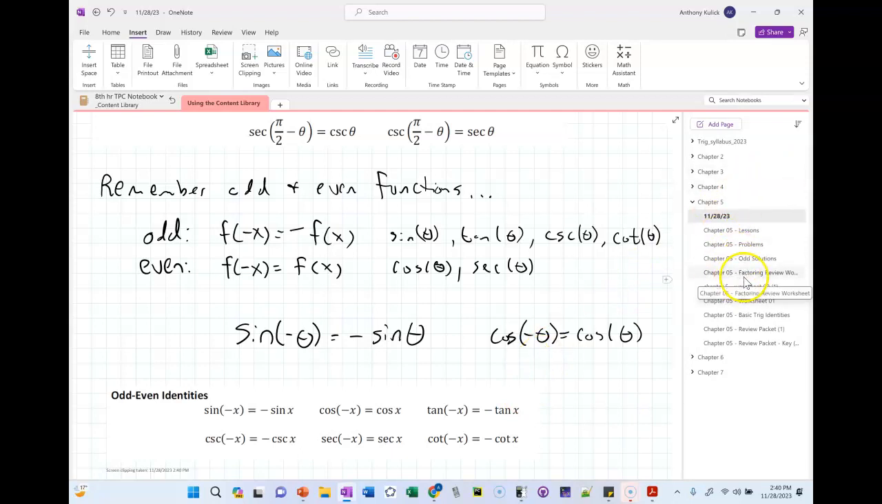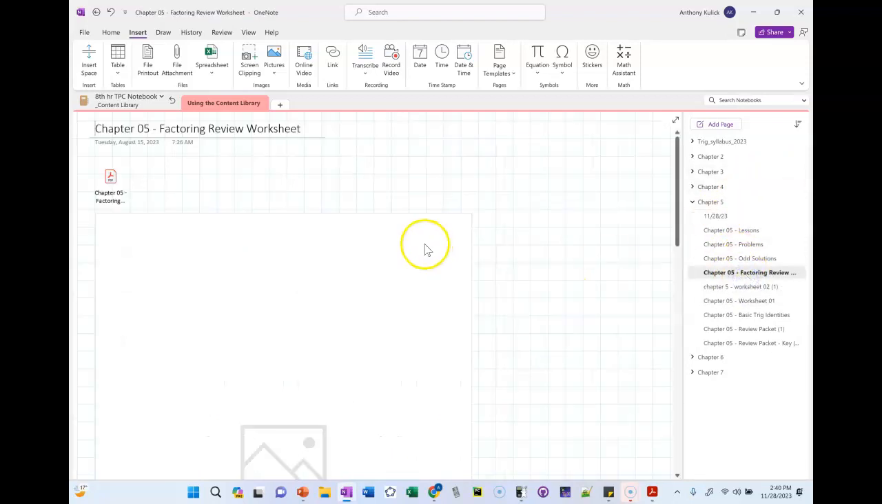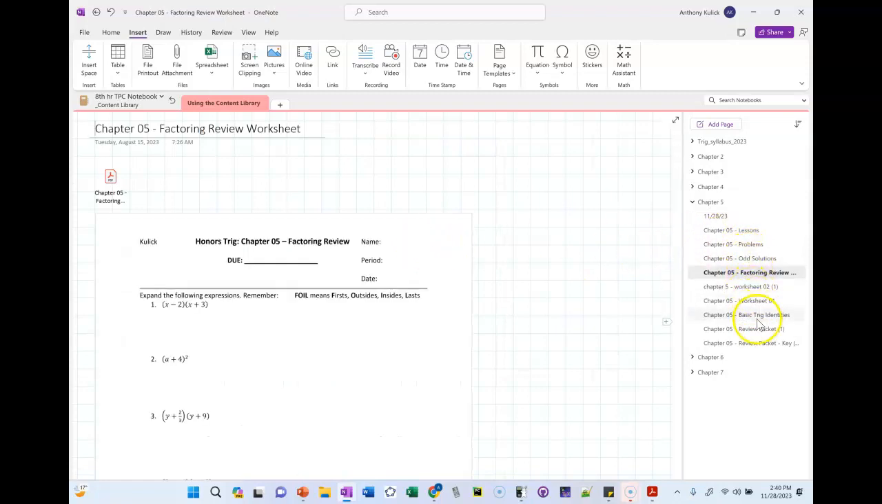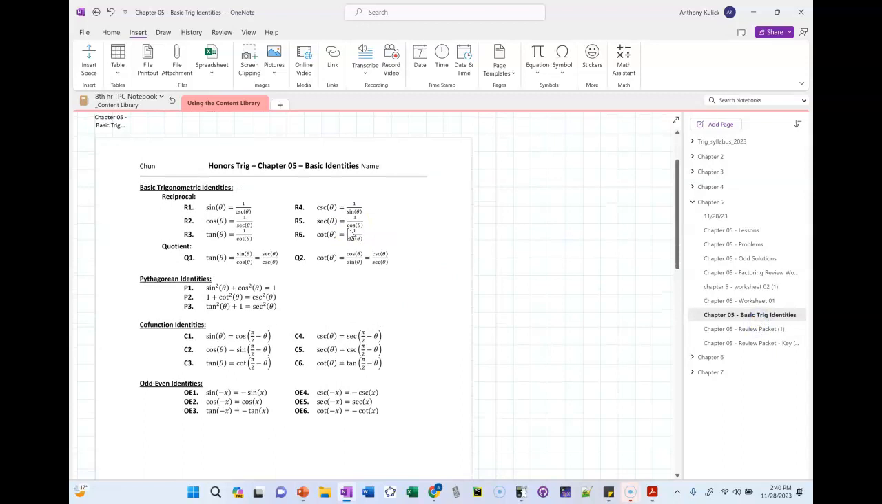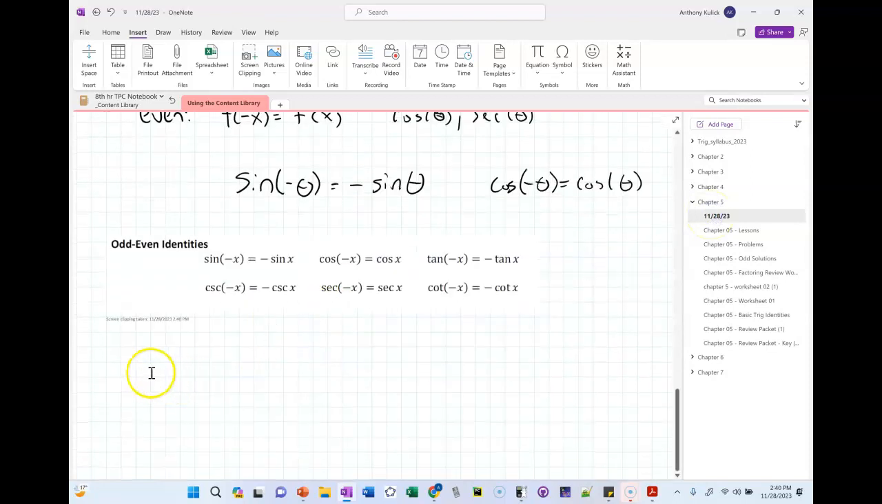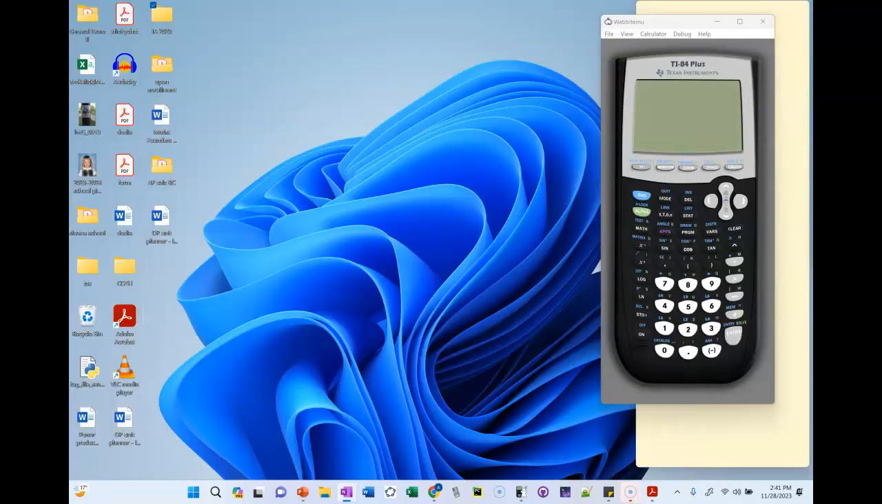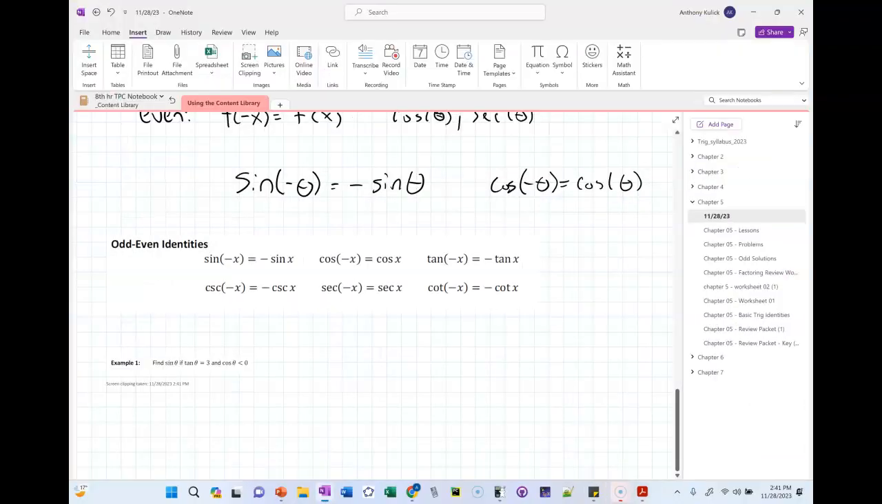As a kind and benevolent teacher, I've gone ahead and consolidated all of those identities onto one sheet. You'll notice here, all of them all in one place. Oh, how nice. Thanks, Mr. Kulik. You're welcome. Now you don't have to hunt through your notes for them. Let's do one example here of using these now to do a problem, and we'll be done for today. Sound good? Too bad, that's what we're doing.